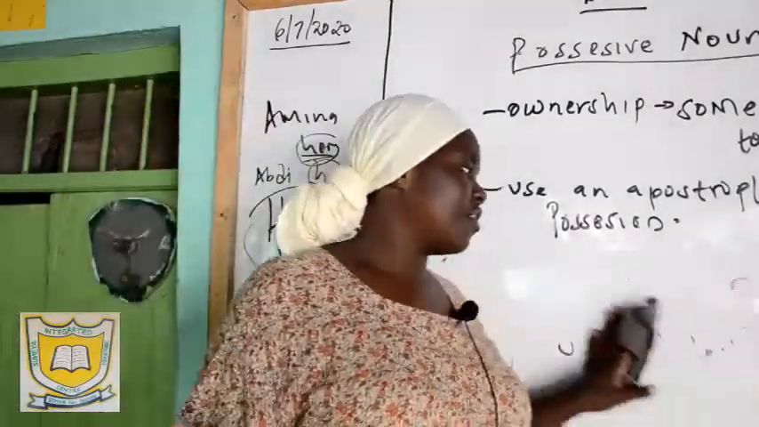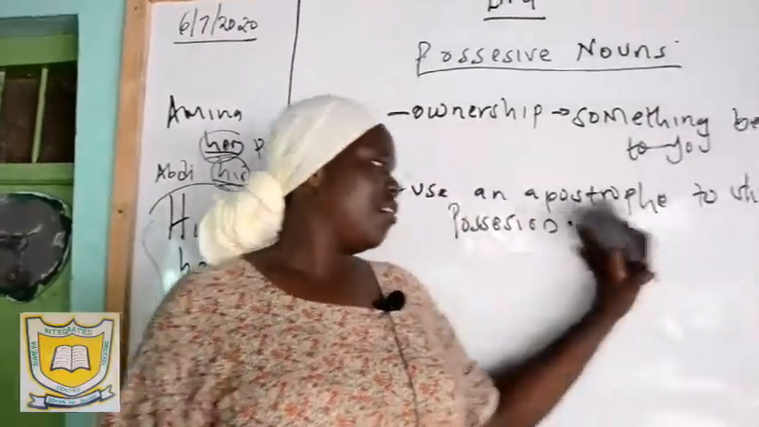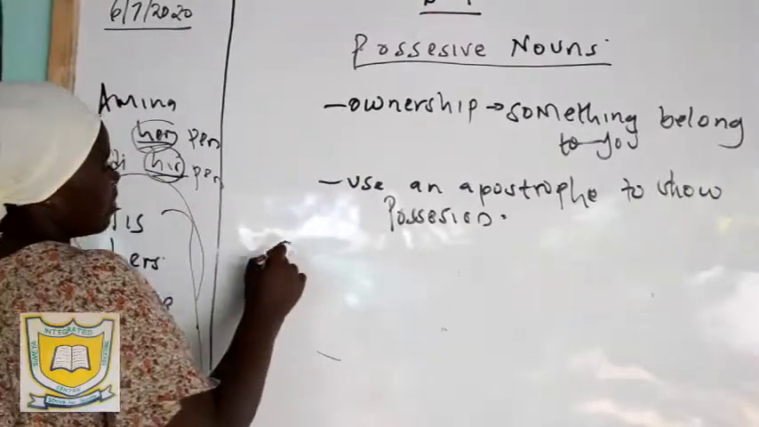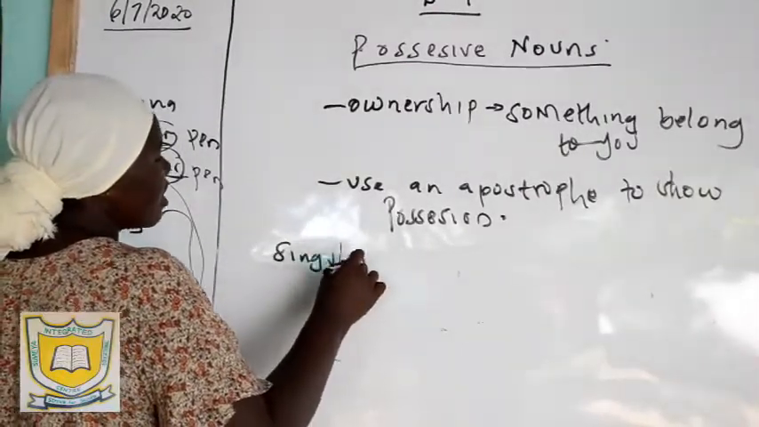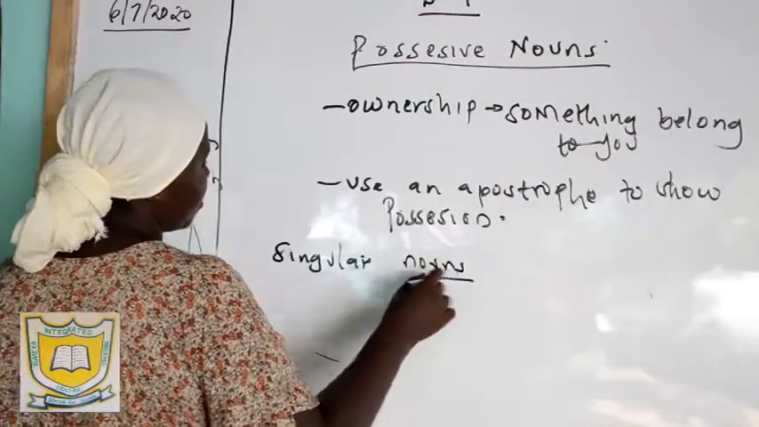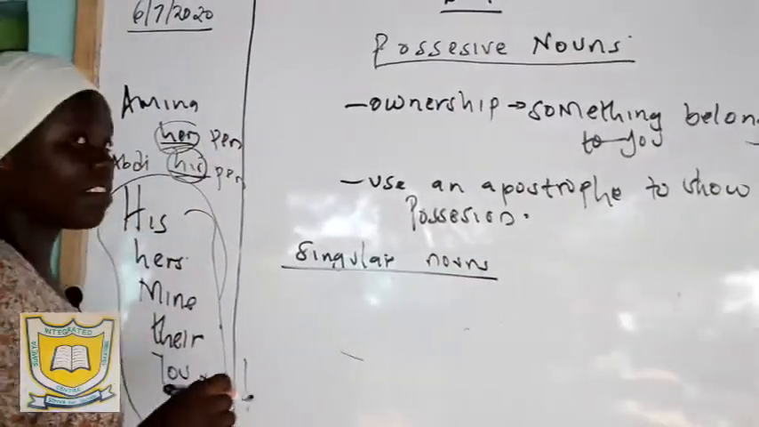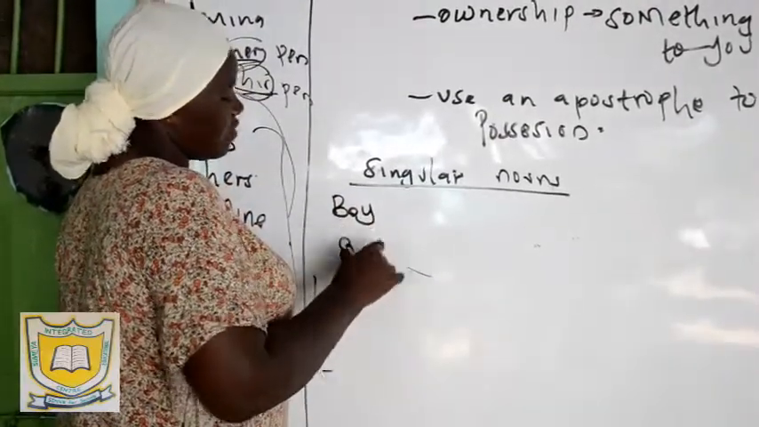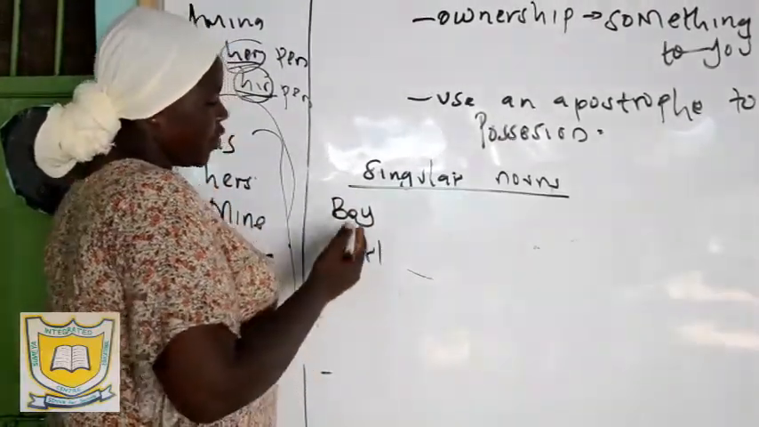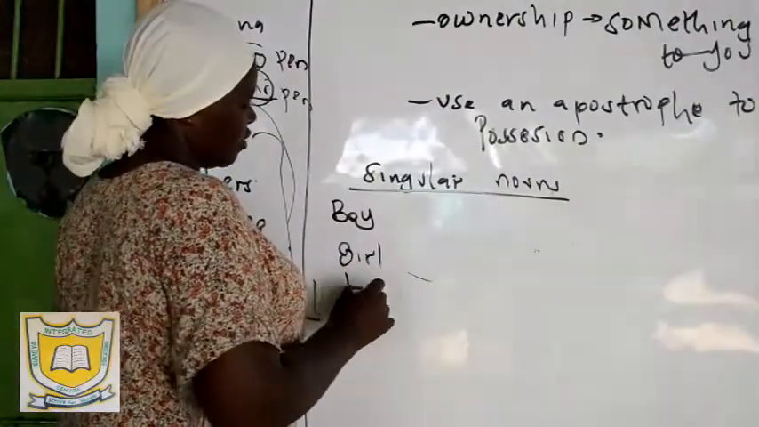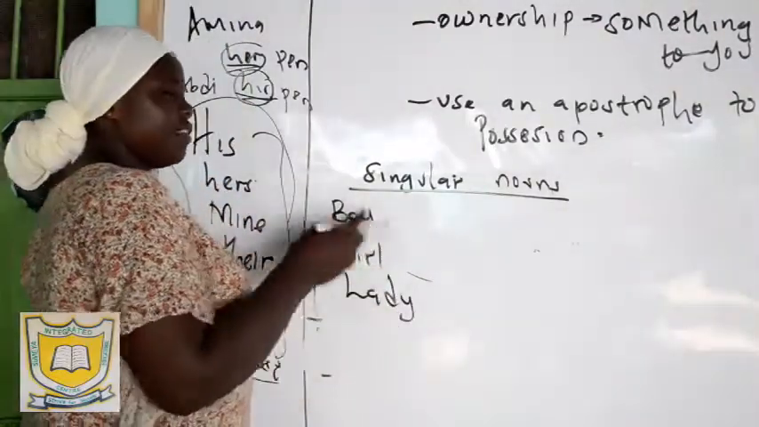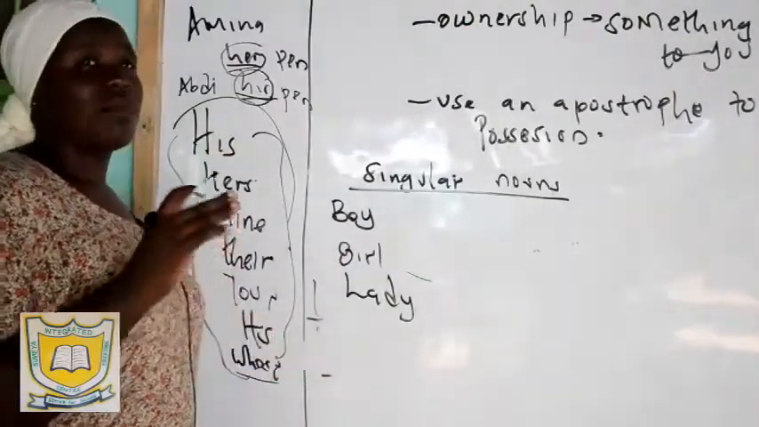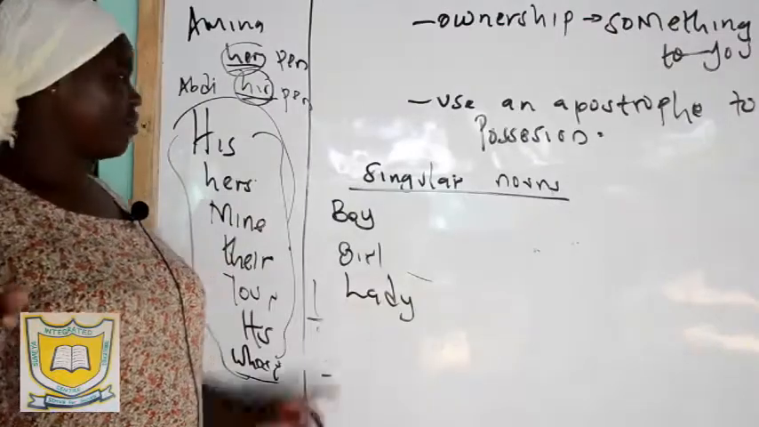When we say using the apostrophe to show possession, we are going to divide the nouns into singular and plural. So let's start with singular nouns. Let's say a boy, which is singular. You have a girl, singular. Let's say you have a lady, which is singular. You want to form a possessive using a singular noun. What you do is you add an apostrophe and then an S to show possession.